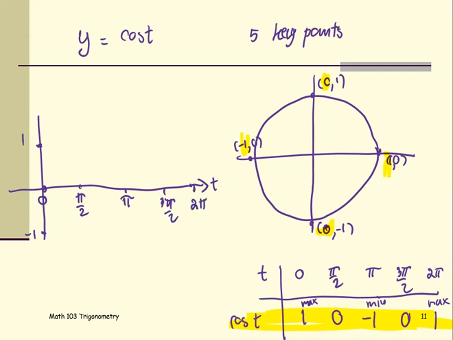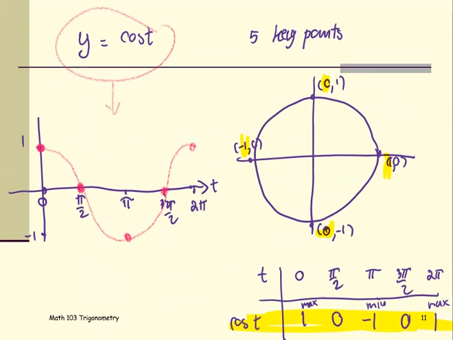Locate the 5 key points on the graph. At 0, the height of the graph is 1. At pi over 2, the height is 0. At pi, it is negative 1. At 3 pi over 2, the value is 0. And at 2 pi, back to 1. And then connect all 5 points with a smooth curve. So right now, we get the sketch of the graph of y equals cosine t.